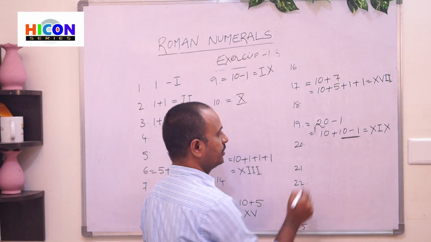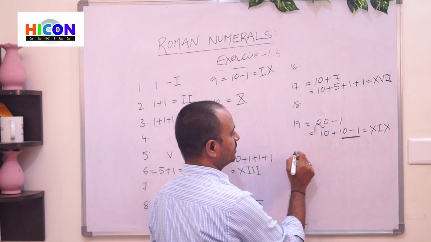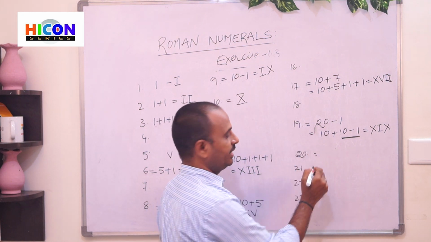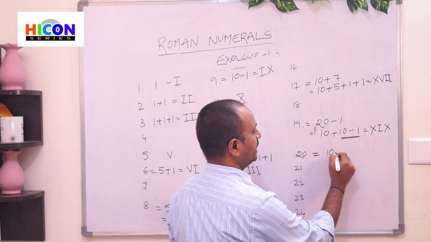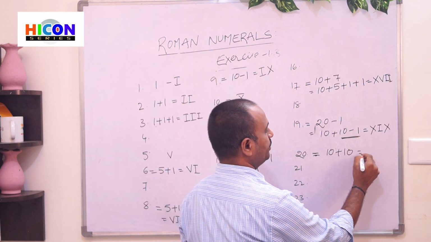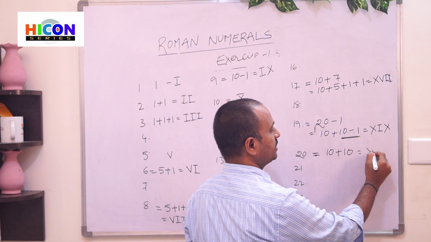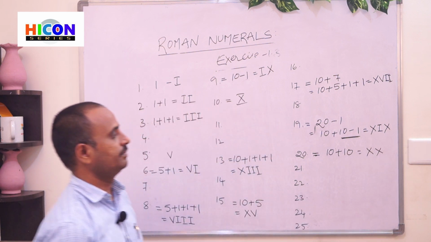In the same way 20. There is no symbol for 20. So that's why 20 can be written as 10 plus 10. So addition means repeat 10 2 times. That means X should be written 2 times.